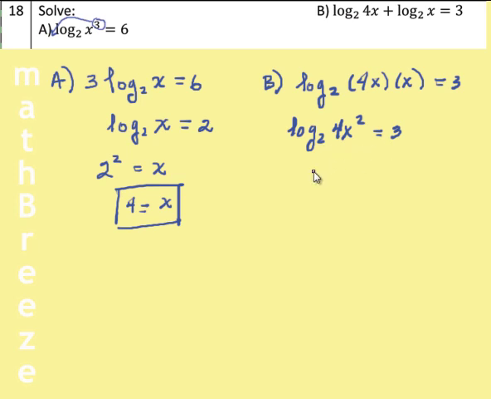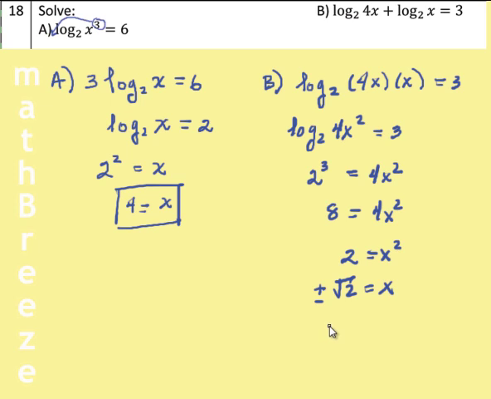So we have 2 cubed is equal to 4x squared. 4x squared is equal to 8. Divide by 4, and we have x squared is equal to 2, or x is equal to plus or minus the square root of 2.